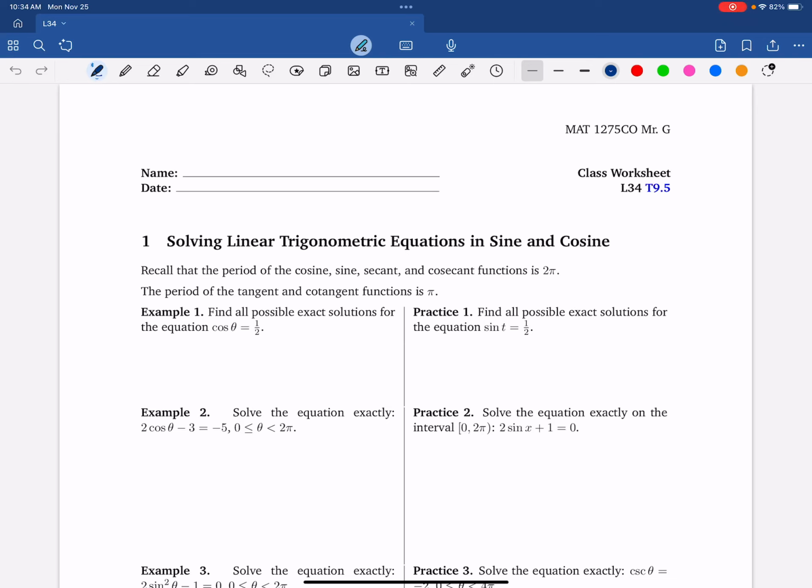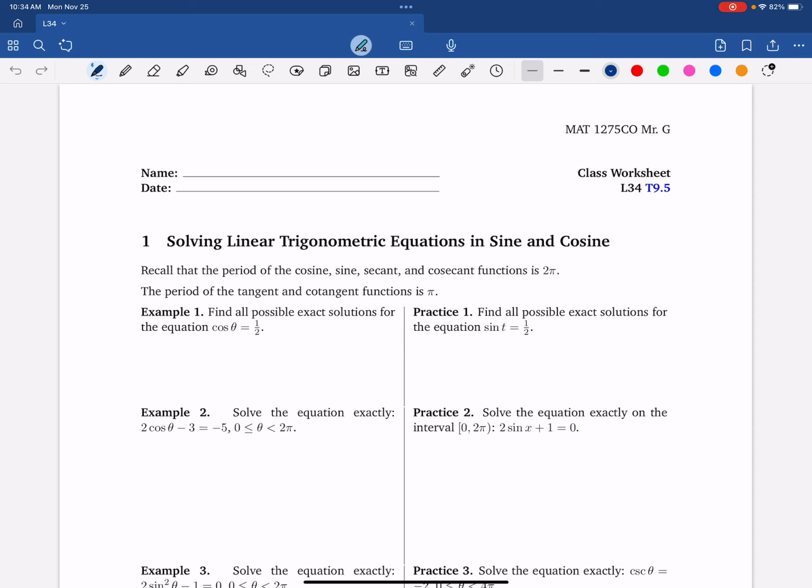In today's video, we're going to talk about solving linear trigonometric equations in sine and cosine. At the beginning, I have two sentences on the top, so let's read them together. It says, recall that the period of the cosine, sine, secant, and cosecant functions is 2 pi. The period of the tangent and cotangent functions is pi.